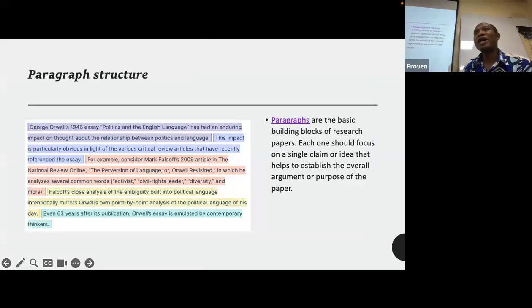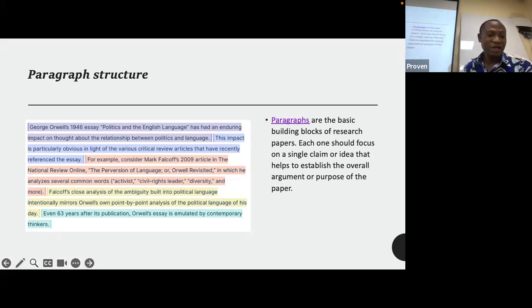Okay, so as you write, you also need to look at your paragraph structure. It's something that most of us find difficult. Most of us who have not done English or social science find it difficult because we are science and engineering people, so it's difficult to build a logic within a paragraph. But you should try as much as possible to get the basic blocks of it.